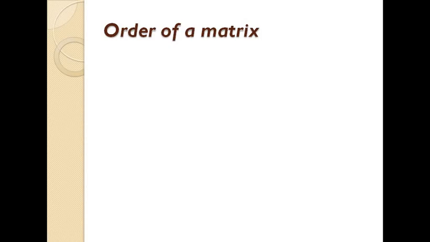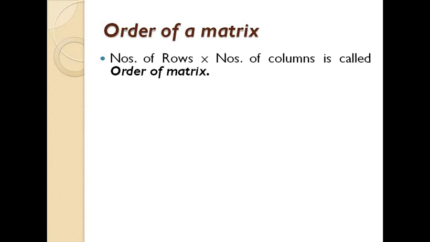Now the next thing, a term used in matrices, that is order. Now what is the order? Let us see. The number of rows times the number of columns is called the order of the matrix. That means whenever we denote a particular matrix, we denote it as number of rows multiplied by number of columns. Don't write the product, write the number of rows and multiply number of columns. We will explain you later.